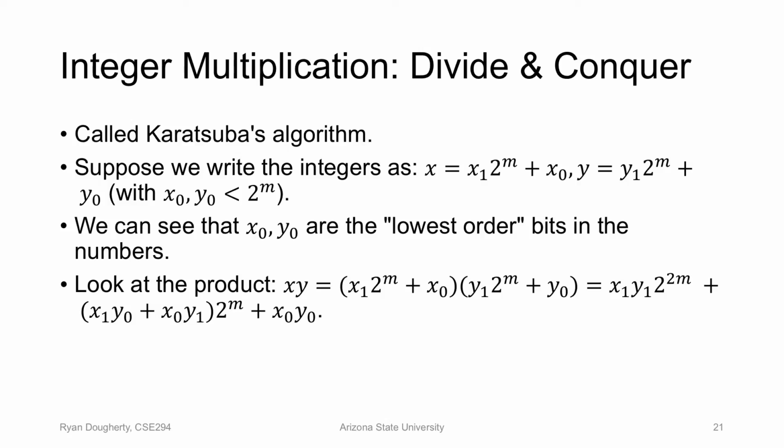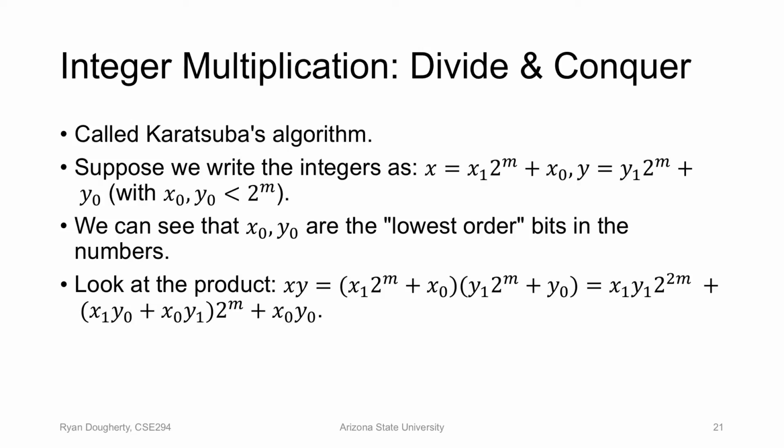And what are the sizes of each of these? Well, it's the numbers, x and y, split into two pieces. How long are these numbers again? Well, n bits. Right, the whole number's n, but I split it into two parts, so n over 2 each. So basically, I have 4 sub-problems of size n over 2.